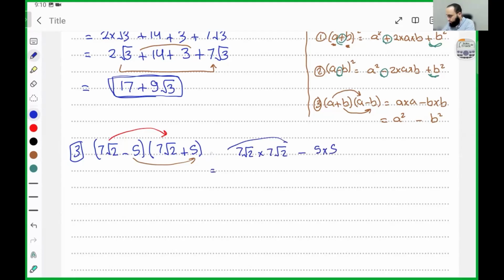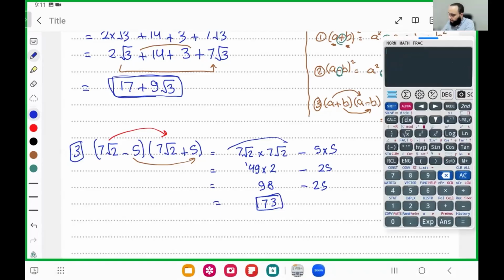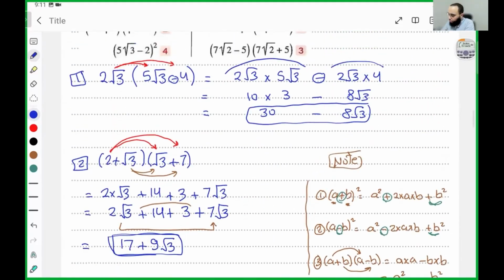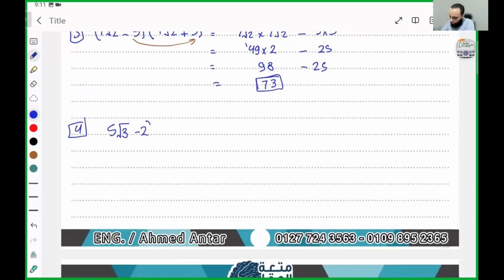7 root 2 times 7 root 2 equals what? 14? No, 49 times 2, correct? And this is 25. 2 times 9, 18, 8 and 1, 98 minus 25. 8 minus 5, 3, 9 minus 2, 7, then it's 73. Let's check with the calculator: bracket, 7 root 2 minus 5, close bracket, another bracket, 7 root 2 plus 5. 73, correct. And the fourth one, Ferris, 5 root 3 minus 2, all power of 2.